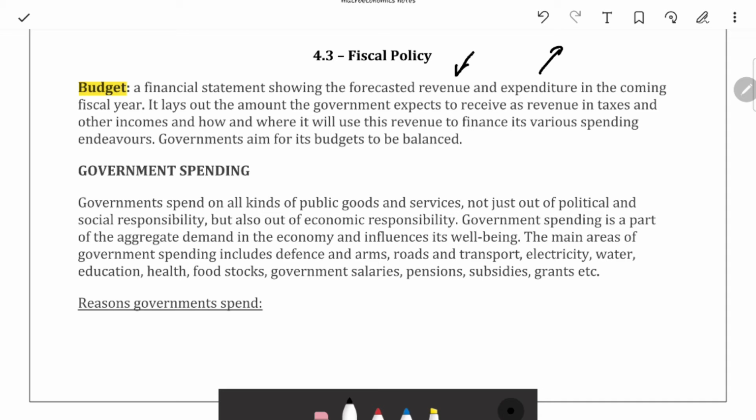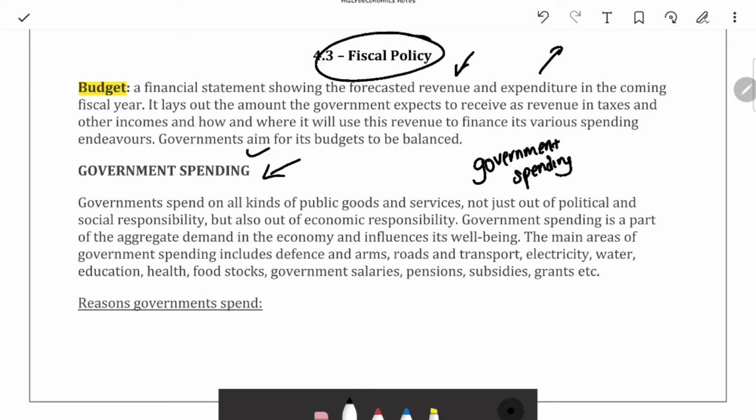So we have to look at what a budget is in order to understand fiscal policy. When we're having a look at fiscal policy, the main thing we're looking at is government spending. Okay, and right here you can see government spending. In order to do fiscal policy, the government has to spend to achieve these aims that we had a look at previously, like economic growth, full employment, price stability, income redistribution, so on and so forth. So here we come and talk about the fiscal policy.